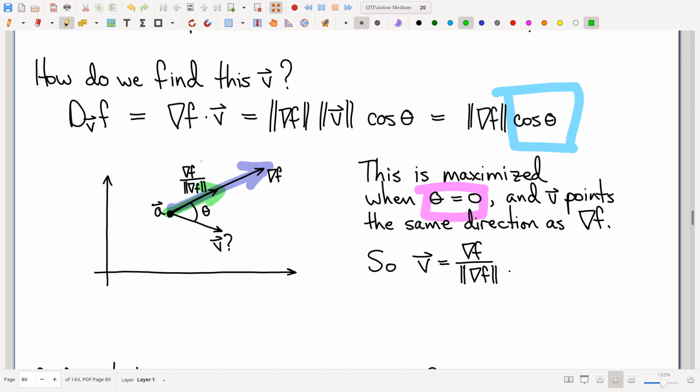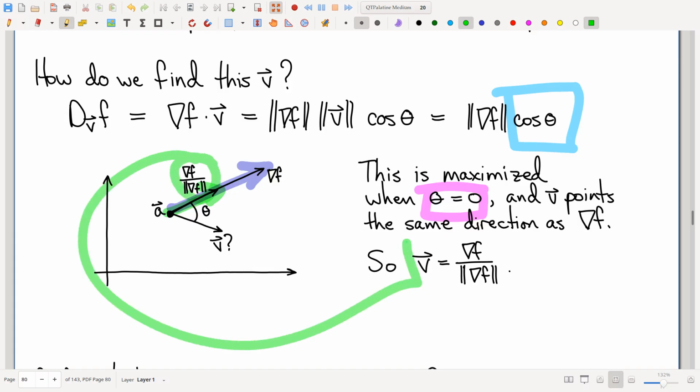And of course, it's easy to write down the formula for a unit vector pointing in the direction of a given vector. So, a nice, crisp little answer to the question, how do you maximize the directional derivative? Go in the direction of the gradient. Simple as that. Whatever direction the gradient points, go that way. Okay? All right. So, lovely little calculation.